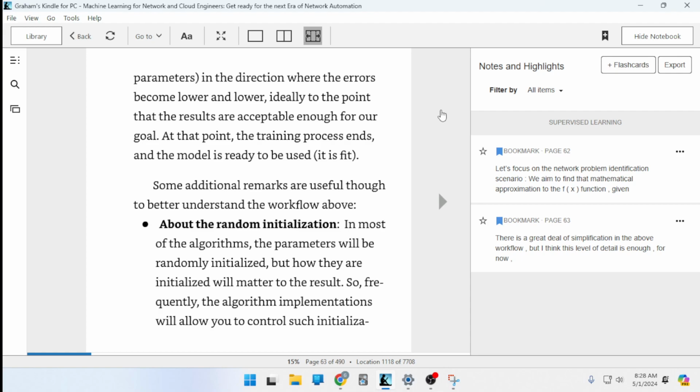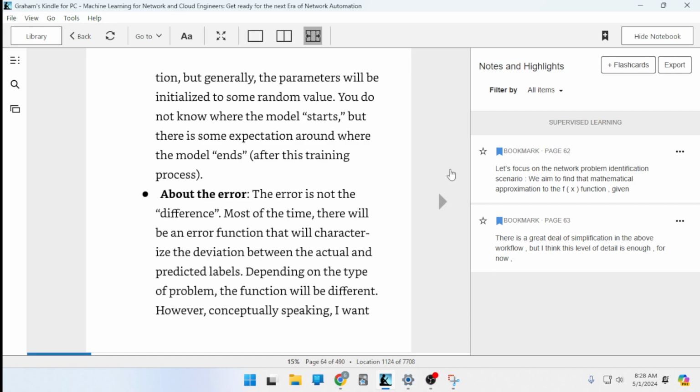Some additional remarks are useful, though, to better understand the workflow above. About the random initialization. In most of the algorithms, the parameters will be randomly initialized, but how they are initialized will matter to the result. Frequently, the algorithm implementations will allow you to control such initialization, but generally, the parameters will be initialized to some random value. You do not know where the model starts, but there is some expectation around where the model ends after this training process.